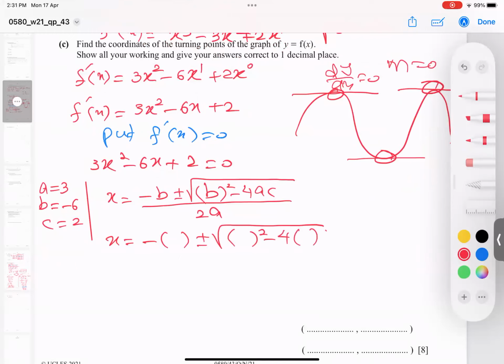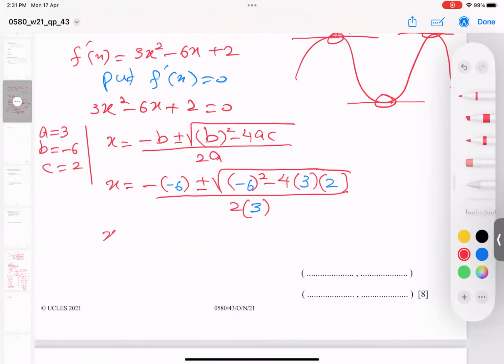These brackets are not important, but I am writing them just to make it easy to solve. How many values of b? One here and one here, and b is minus 6, so I replace minus 6 here and minus 6 here. There are two a's, one up and one down, with value 3. Now the c value is 2, so I write 2 here. And now I'm solving it. Minus into minus becomes plus 6. Because this question is for 8 marks, as a teacher, you must show working. The technique of working is to solve the root part separately: 36 from here, 36 from here, and 4 times 3 times 2 is 24. So I get 12, so root 12.